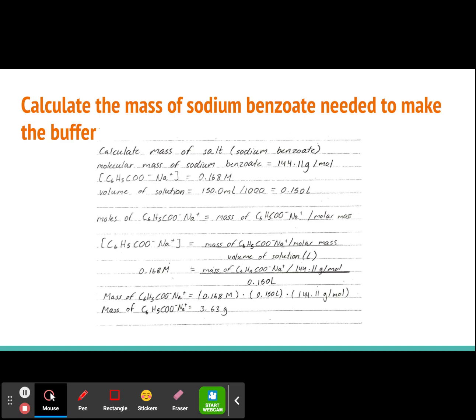And then rearrange to isolate the mass of the conjugate base. And we get mass of the conjugate base equals 0.168 molar times 0.150 liters times 144.11 grams per mole, which gives us a final mass of 3.63 grams of the conjugate base needed to be added to obtain a pH of 4.25.